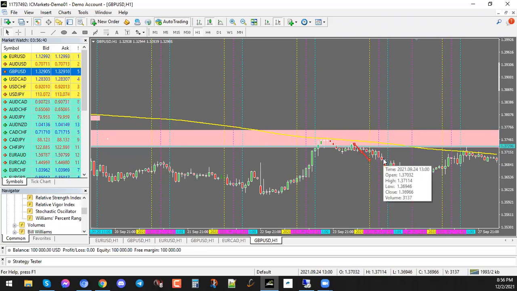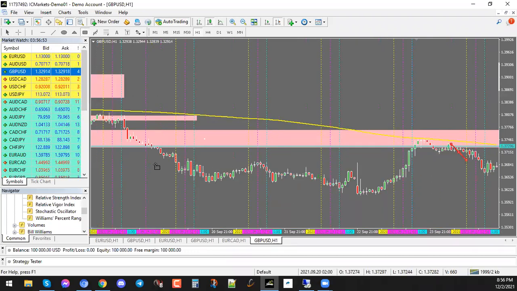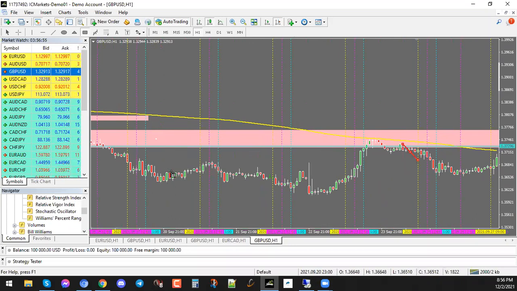In this case, it was a bit longer of a move. So I could be looking at targeting my next order block as well. So there is an order block. Let's see, last down candle here.